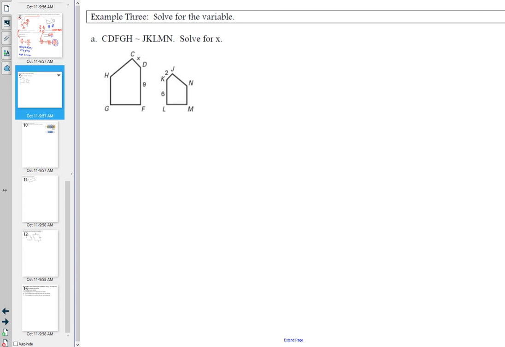Okay, so here they want you to solve for x. X is associated with a side. Sides of similar polygons are? Who said it?